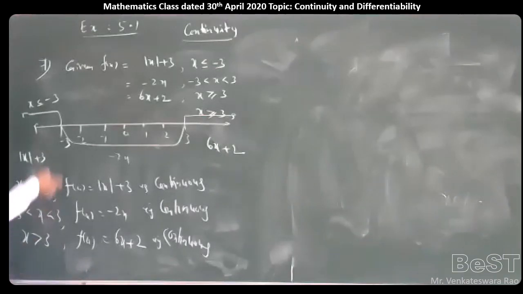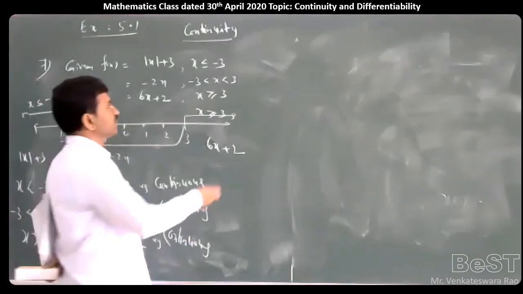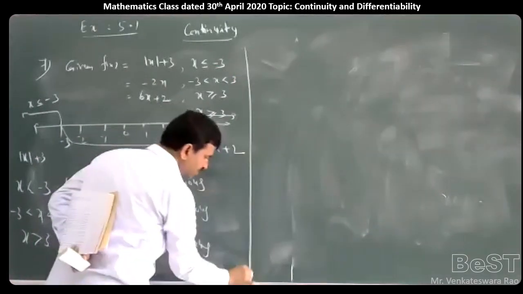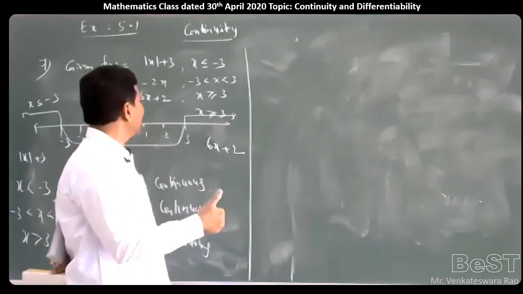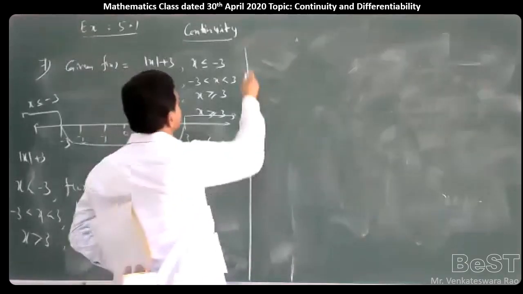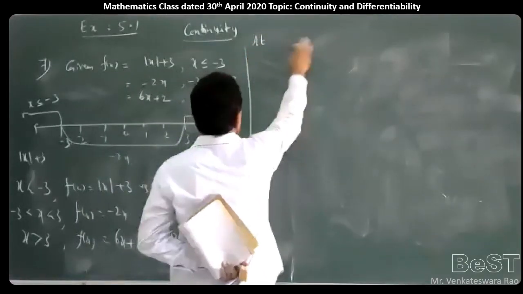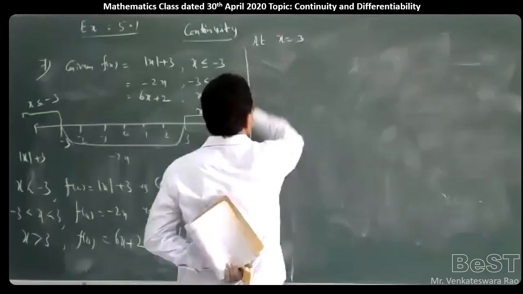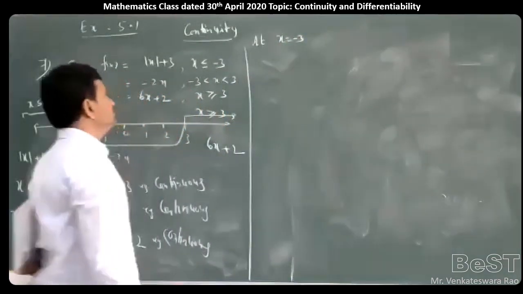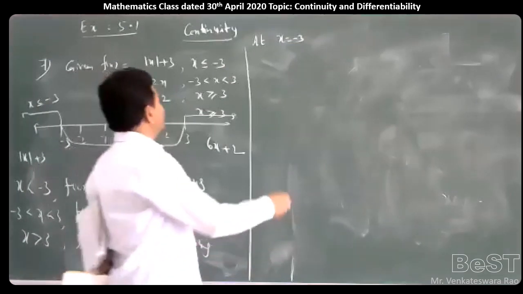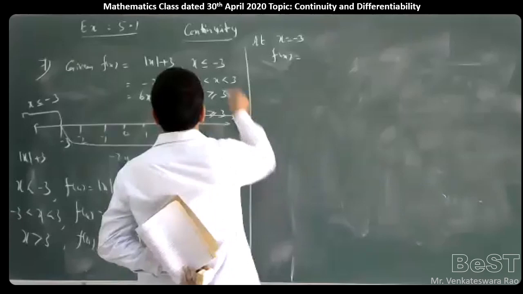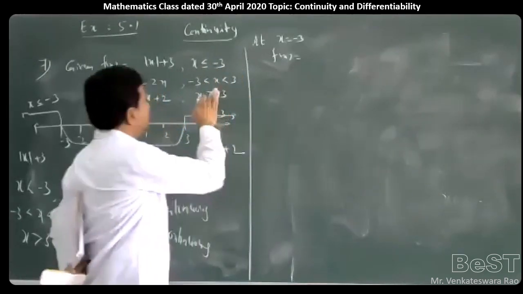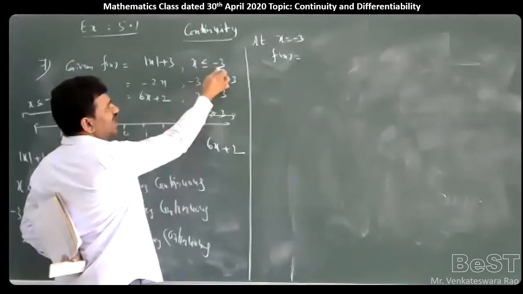So now at 2 points we will discuss the continuity of this problem. Note down. First, at x is equal to minus 3, find the function value, left limit and right limit. So first we will see at x is equal to minus 3. Write the f of x. F of x is equal to the function we have to write. See this one, less than or equal to condition.